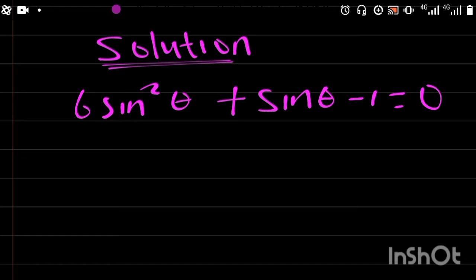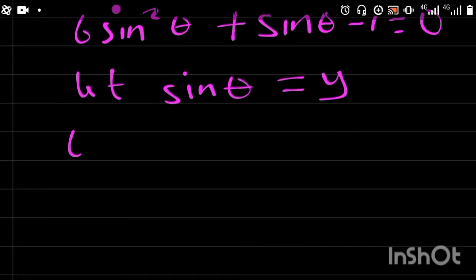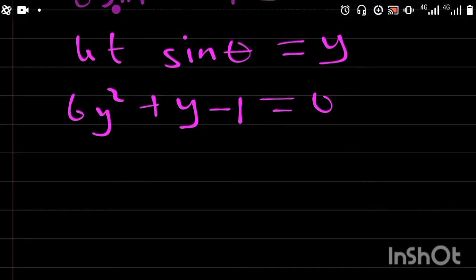Solution. Anytime you have an expression like this, 6 sine squared theta plus sine theta minus 1, all you have to do is take sine theta to be equal to a letter. So I can say, let sine theta be y. Therefore, I have 6y squared plus y minus 1 is equal to 0. You can see I have a quadratic equation now. Then let's solve it quadratically.